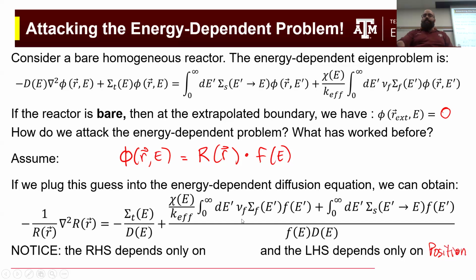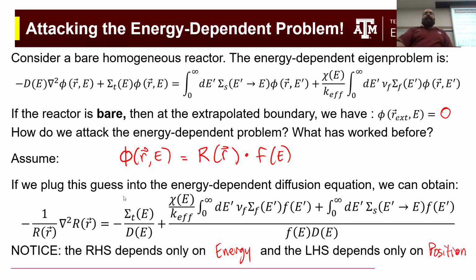And notice that the right-hand side, the way I've set this up, it only depends on energy. So the right-hand side depends only on energy. And if you have a partial differential equation and you do separation of variables, this is the point that you want to try to get to, where you have one side of the equation depends on one variable and the other side depends on another variable.